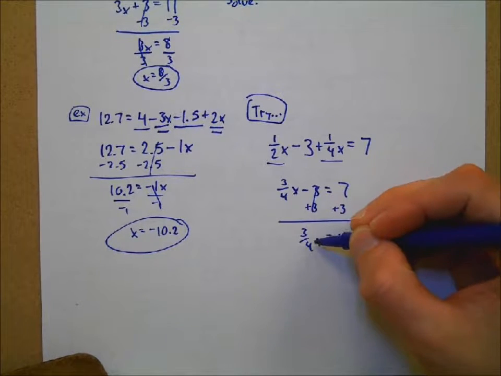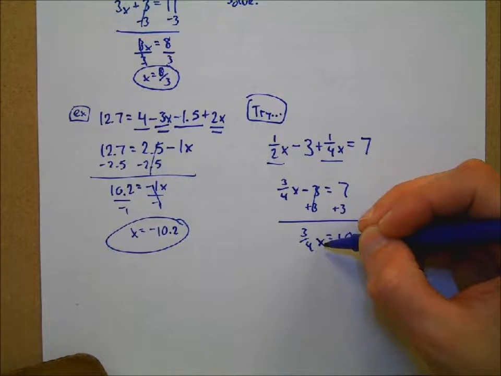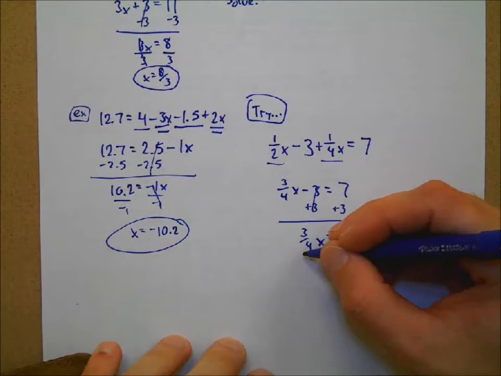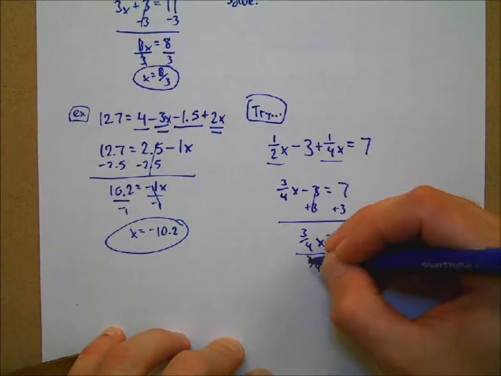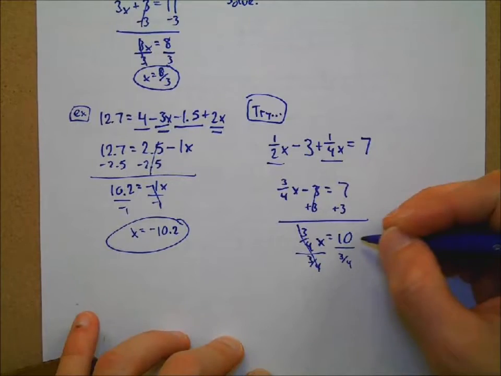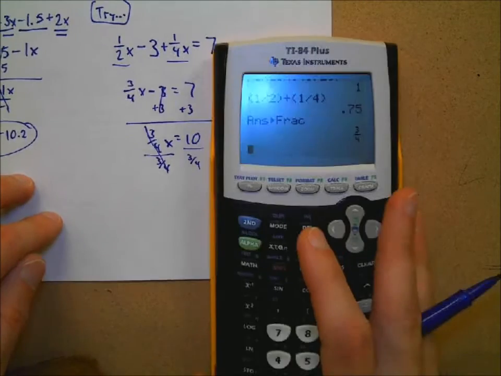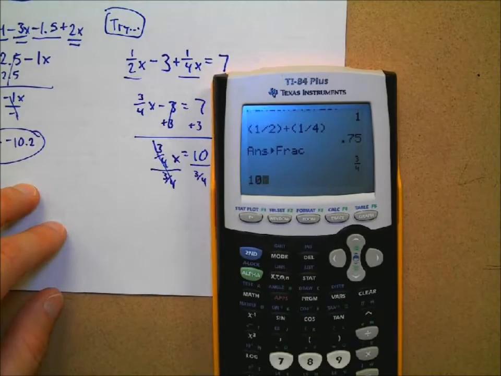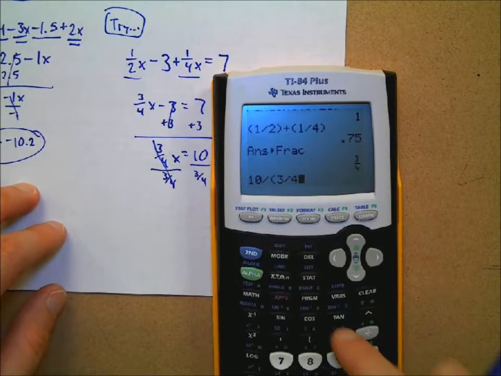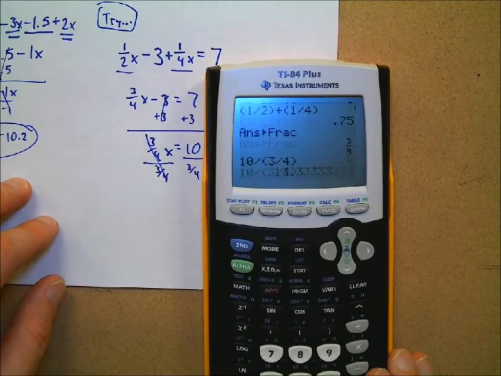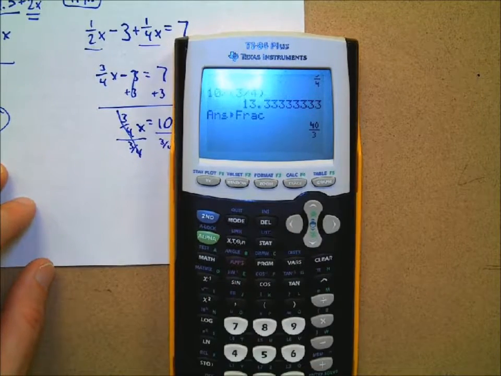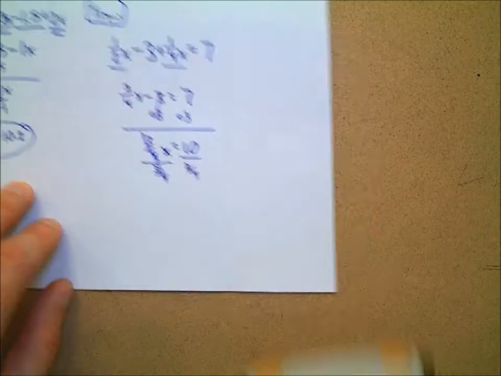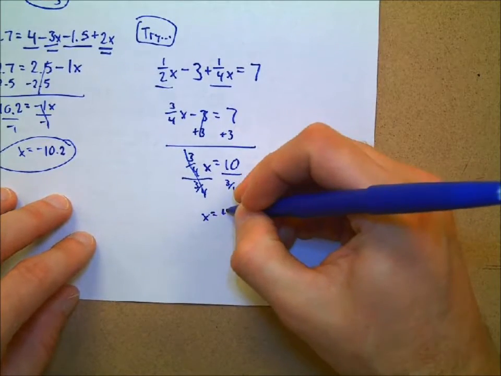So to undo times, we should what? Divide. So we can choose to divide both sides by the fraction 3/4. That'll exactly cancel that fraction. And then in our calculator, we will type in 10 divided by parentheses 3/4. Okay, just like that. Hit enter. We get that decimal. Math, enter, and we get a nice fraction there, 40/3. So that's one option. Okay, and that's our answer.